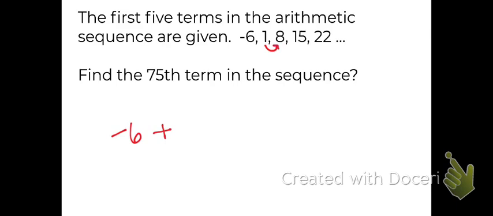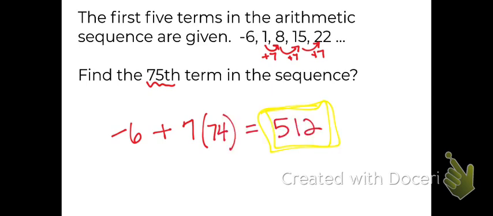Just pick two of the positive numbers, the easier numbers. I'm adding 7, right? I'm adding 7. So I'm going to add 7 how many times? Well, to find the 75th term, I'm going to add 7 74 times. Now that's the same as 7 times 74. So I would just put this in my calculator.